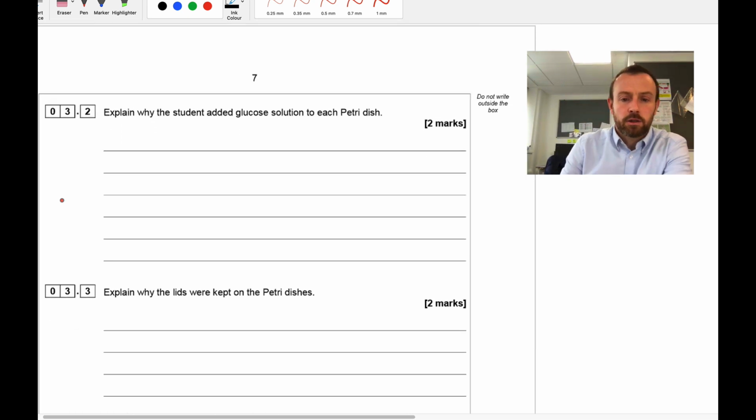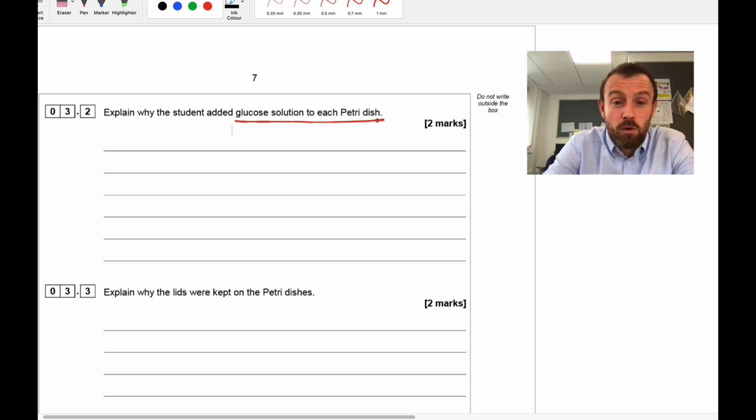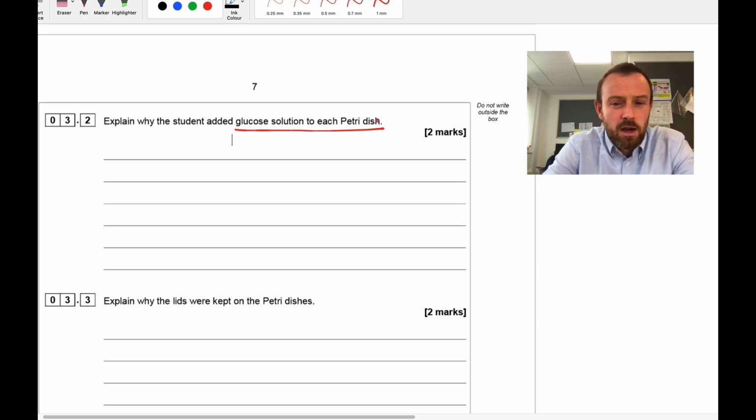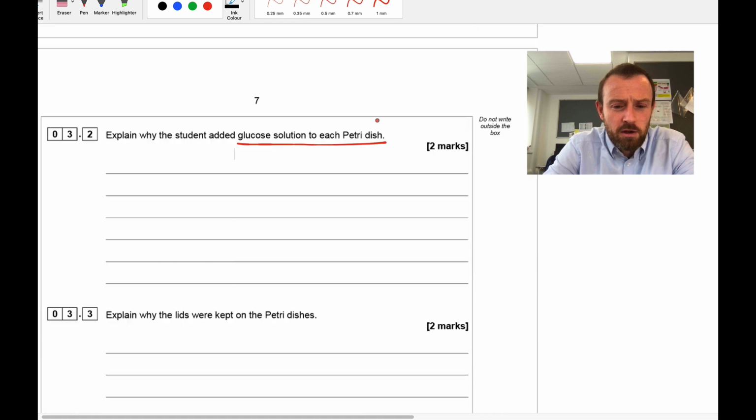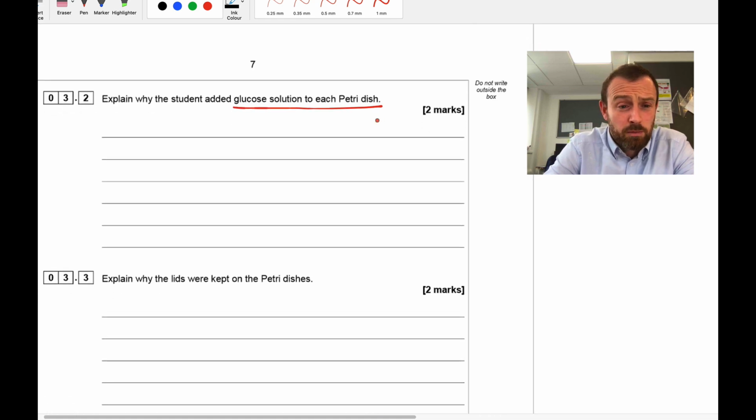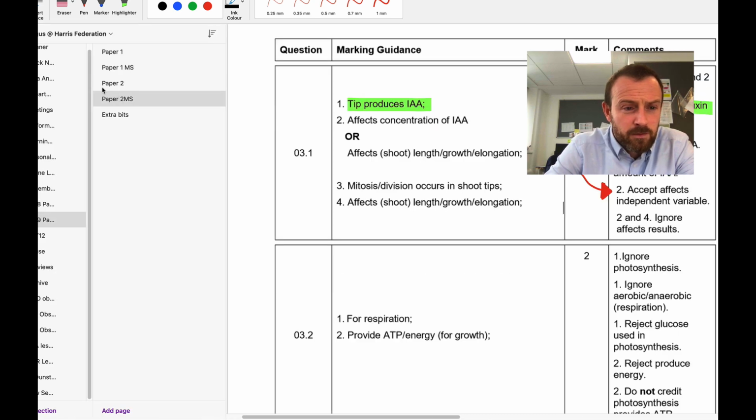Explain why the student added glucose solution to each Petri dish. So this is just for respiration, to provide a source of energy. And we might also just say that because the shoot tips are in the dark, there's going to be no photosynthesis producing glucose for the plants themselves. That should probably do it. Let's see what the mark scheme says.